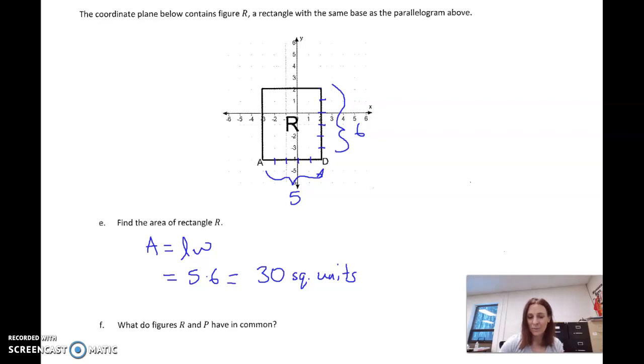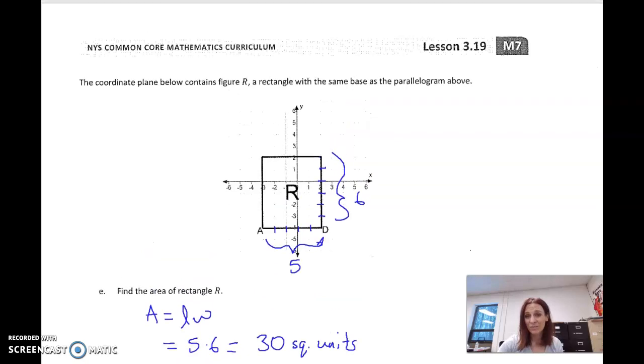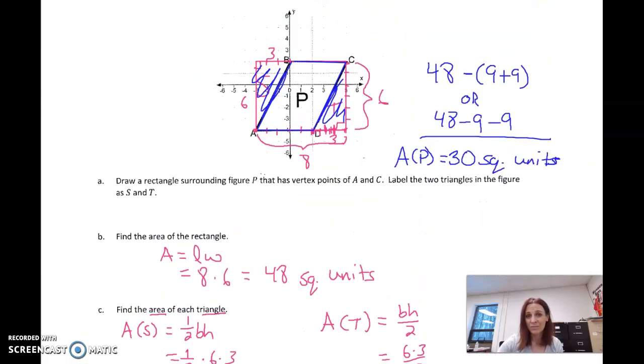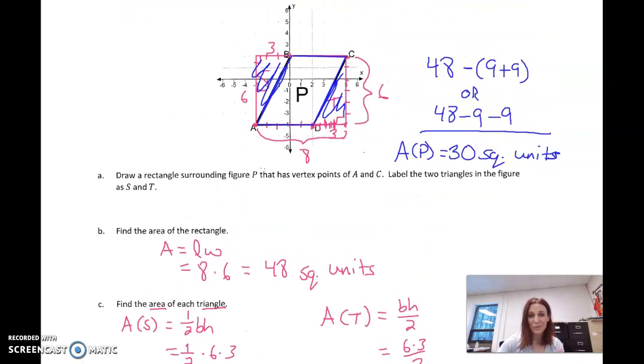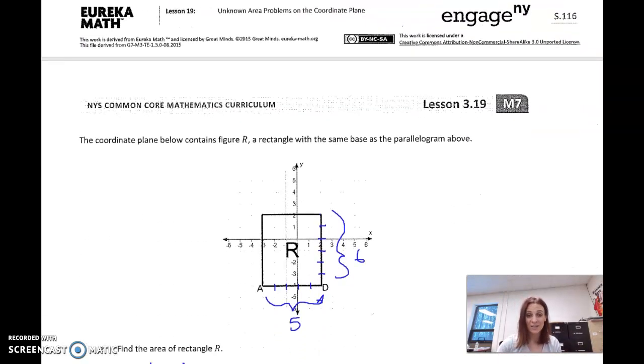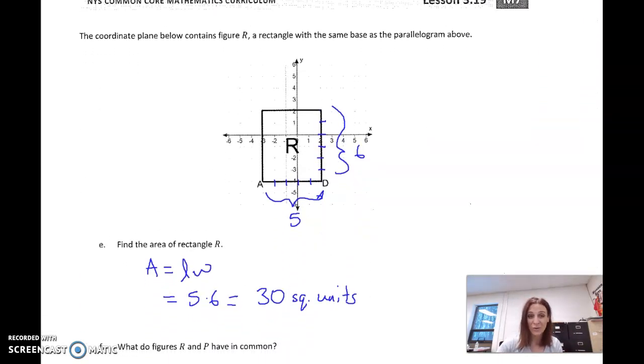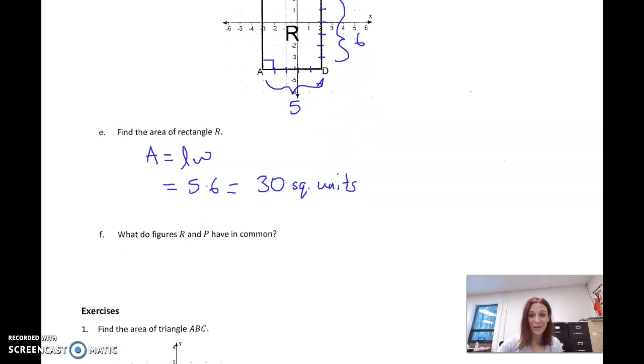Well, what do R and P have in common? Well, area of R was 30. The area of P was 30. So they have the same area. Even though this one's like a tilted rectangle, it's a parallelogram, and this one just has 90 degrees in the corners, right? It's just a nice vertical, horizontal rectangle. They both have the same area.